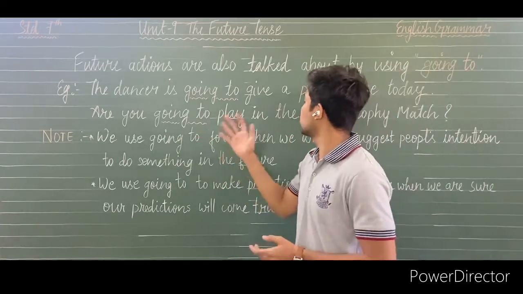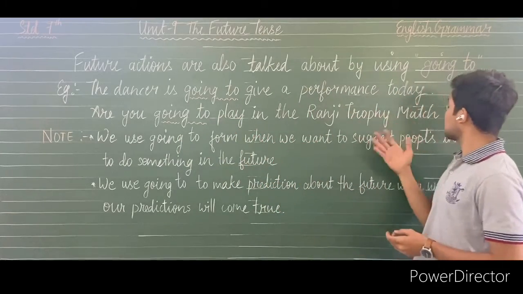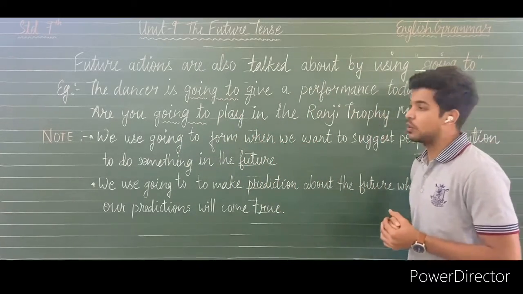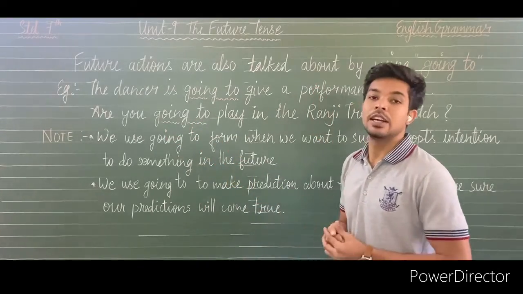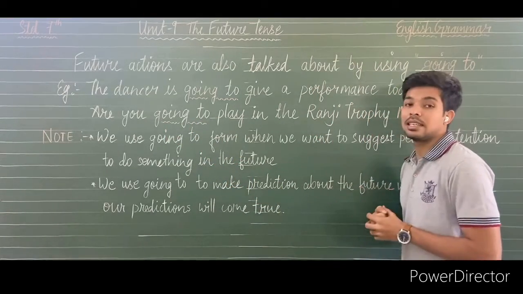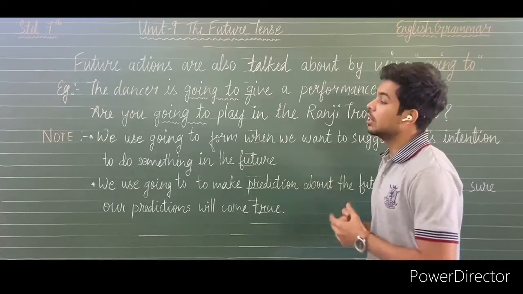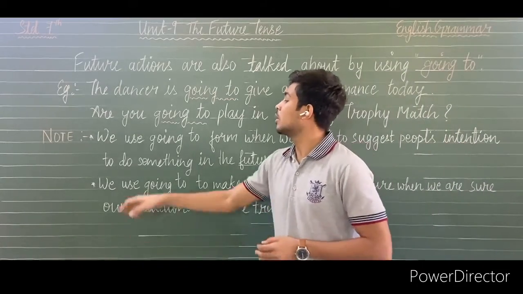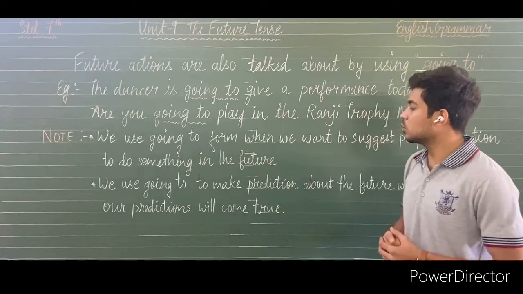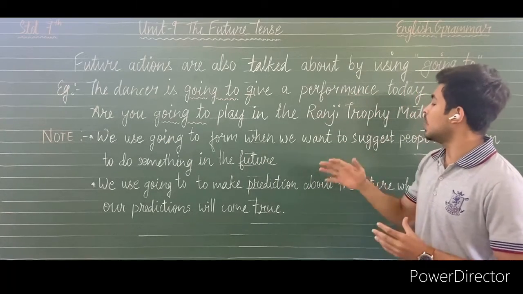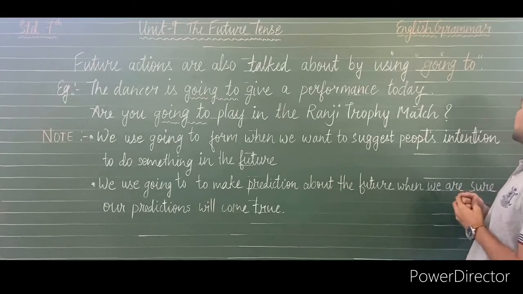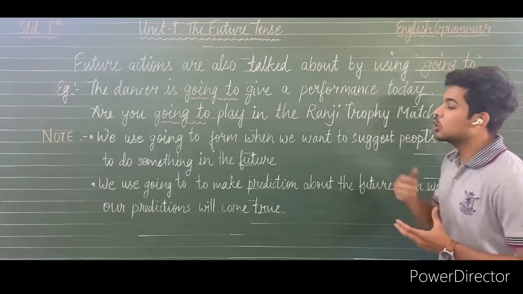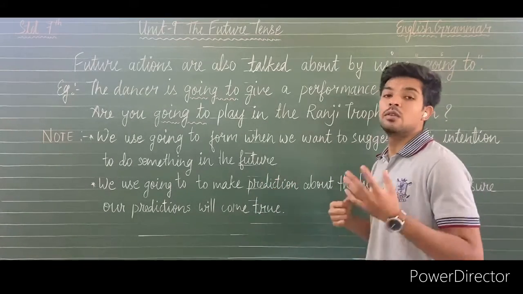Are you going to play in the Ranji Trophy match? So this is a question, and this also denotes that going to here represents that this sentence is in the future. Important note: we use the going to form when we want to suggest people's intention to do something in the future.